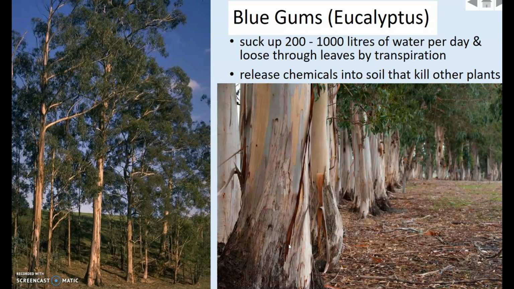Blue gums. They're part of the eucalyptus family, and you can see them here, very characteristic tree trunks. The problem is they can suck up, if they're big, up to 1,000 liters of water per day that they then lose through their leaves by transpiration. That's the process where water is transported from the ground through the roots, the stems, and out through the leaves. They also release chemicals into the soil that kill other plants, and you can see at the base here absolutely nothing else is growing.